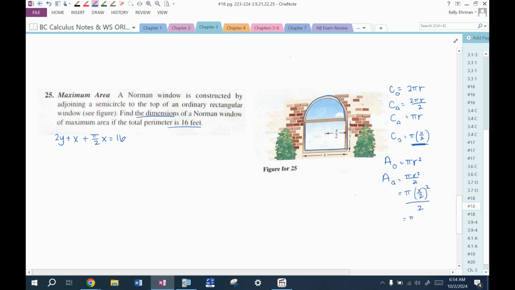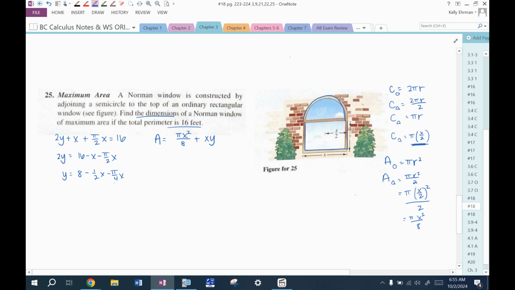So that's pi x squared over 4 over 2, so over 8. So the area for the top portion is pi x squared over 8 plus, don't forget, the area of the rectangle, x times y. And we don't want to have y in our area equation, so we're going to solve this equation for y. So 2y would equal 16 minus x minus pi over 2 x. Divide everything by 2: 8 minus 1 half x minus pi over 4 x.